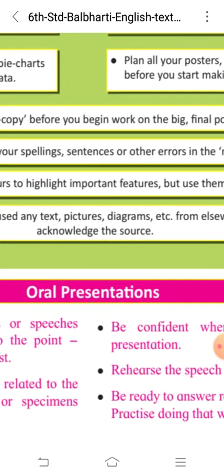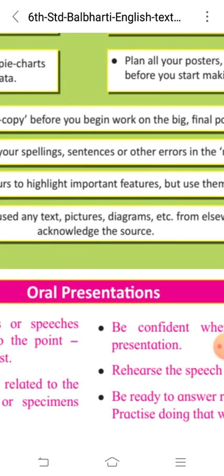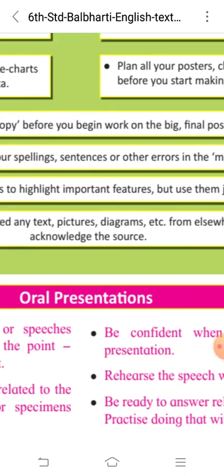If you have used any text, pictures, diagrams, etc. from elsewhere, acknowledge the source. Acknowledge means you have to admit that or thank the source. That means from wherever you have taken information, you mention the name of the source from where you have taken it. Fine.